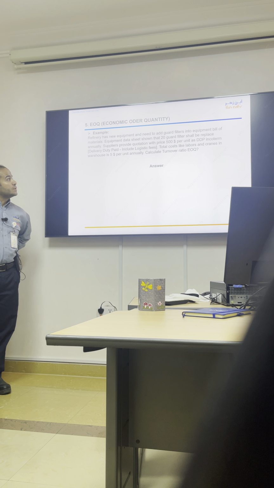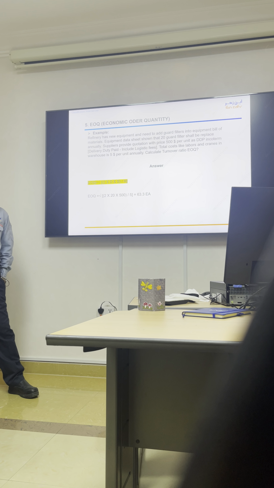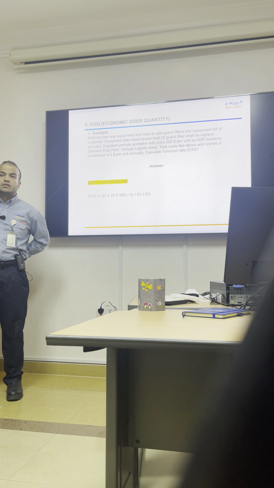The supplier provided a quotation with price 500 per unit as DDP in quote. DDP, for anyone who knows, means delivery duty paid, including logistic fees. Total cost like labor and crane in the warehouse is $5 per unit annually. Calculate EOQ. So EOQ equals square root of 2 multiplied by D multiplied by S divided by H. So it equals 63.3. So EOQ for this filter, economic order quantity, when I make a new order, I will order 64. 64 filters is okay and enough to achieve our plant requirement and also to keep maximum cost saving for our plant.